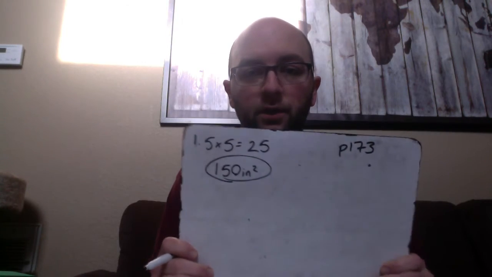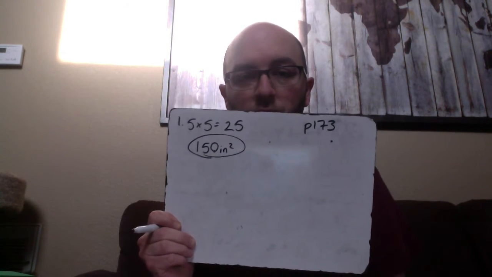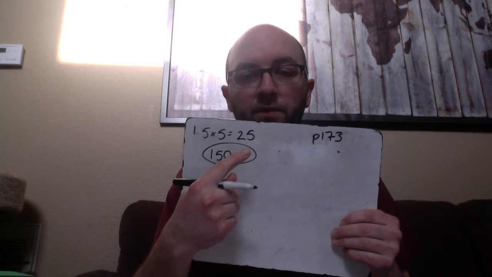Okay, so our first one, number 1, is a cube that has dimensions that are all 5 inches. So to find one surface, 5 times 5 is 25. And then we have that 6 times. So 25 times 6 gives us 150 inches squared. So there is our first one, 150 inches squared, right? We just had 25 6 times.